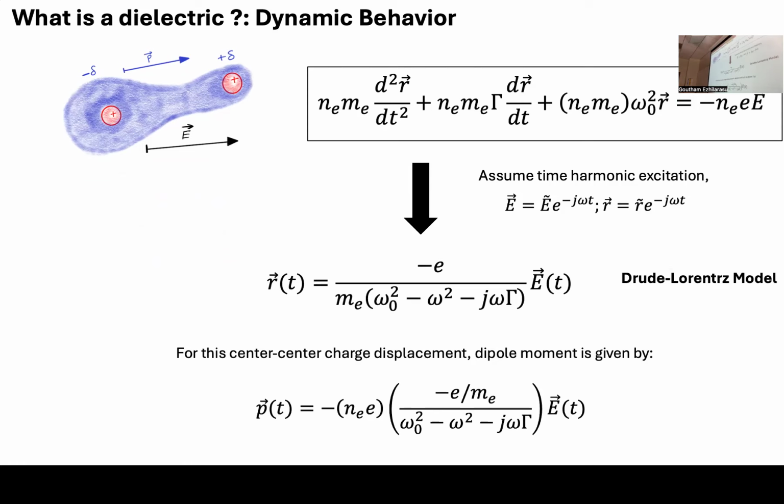So is the dipole moment for one of them or for...? No, this is just for one bond. We are going to go to many bonds. So what did you do at the end?